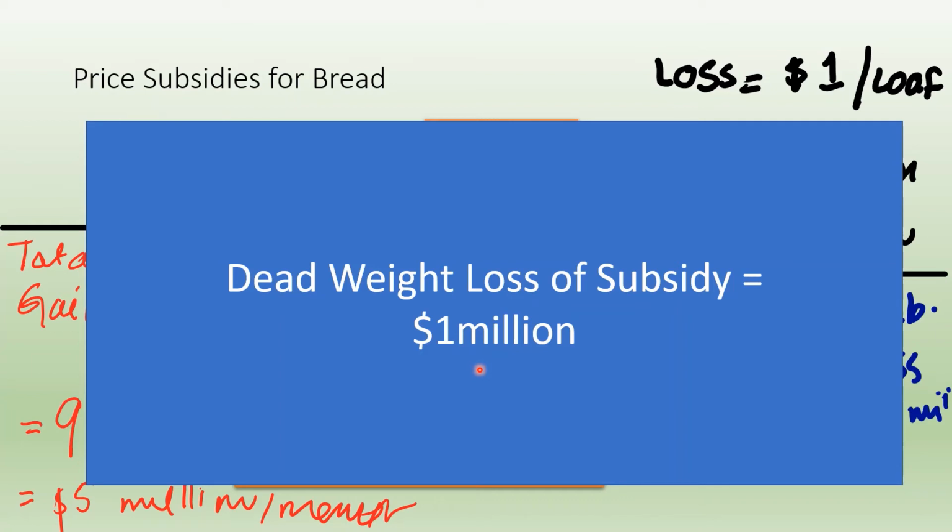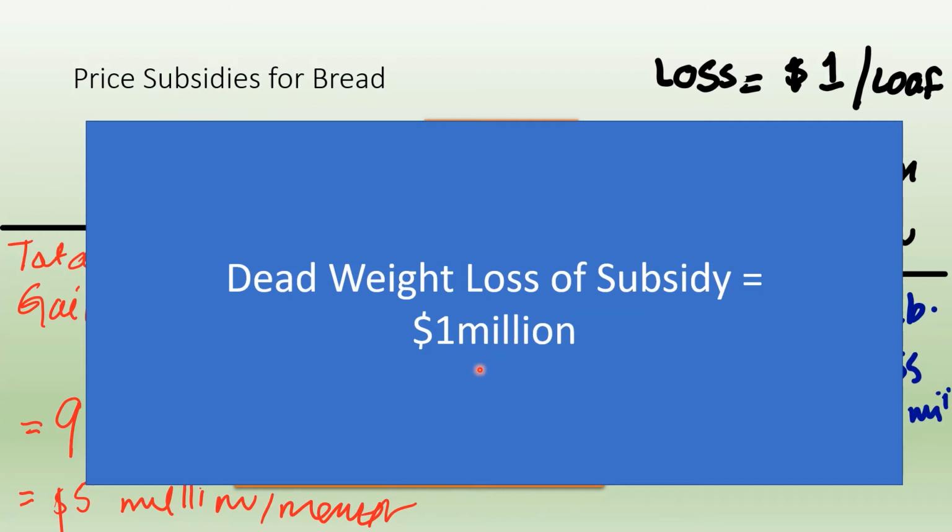Now the question arises: how is the government going to face this loss of $6 million? Of course, we have already discussed in some of the previous lessons that the source of income for the government is the tax revenues. One of the greatest sources is the tax revenues.